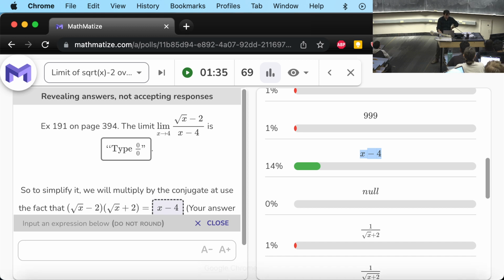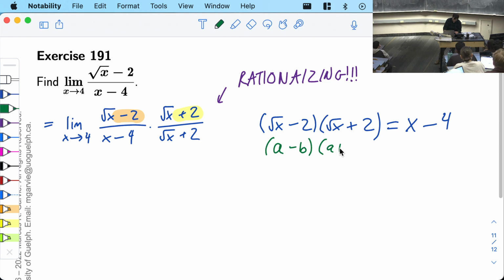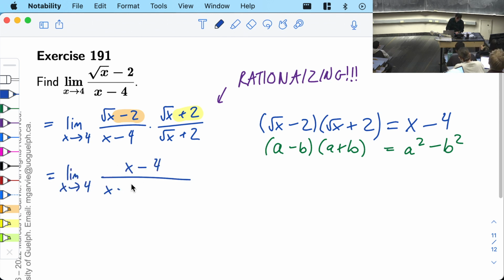When you simplify square root of x minus 2 times square root of x plus 2, it is x minus 4. Why is it x minus 4? It's a difference of squares. So a minus b times a plus b is a squared minus b squared. In our case, b is 2, and a is the square root of x. So it's difference of squares. So this is all very nice because when you use this identity, you get an x minus 4 on the top.